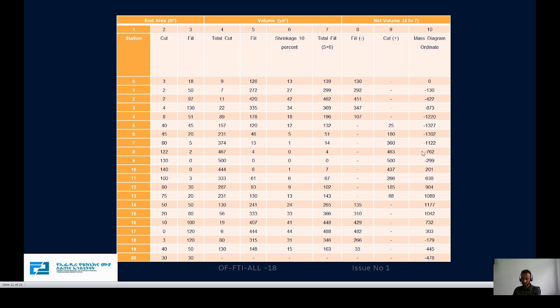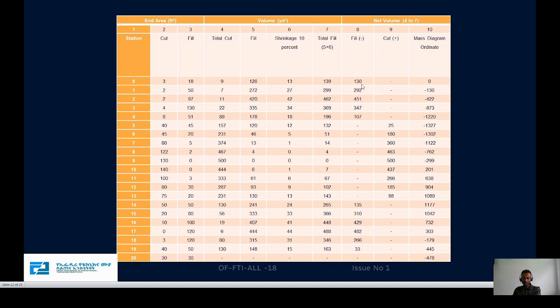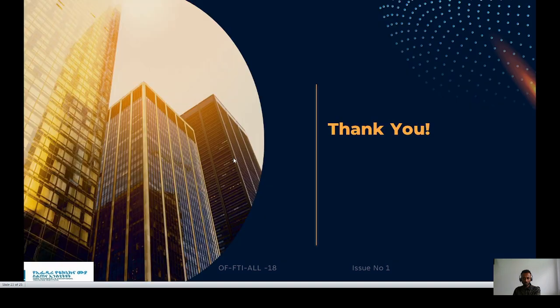So you will get the mass haul diagram like this. The net volume between station 0 and 1 is 139 minus 9, which is 113, like this. So we have calculated everything in the table.